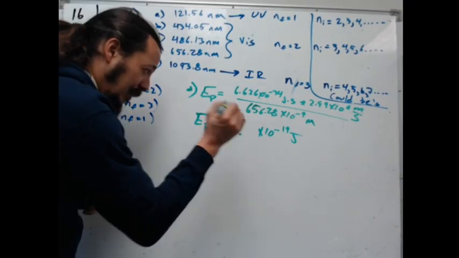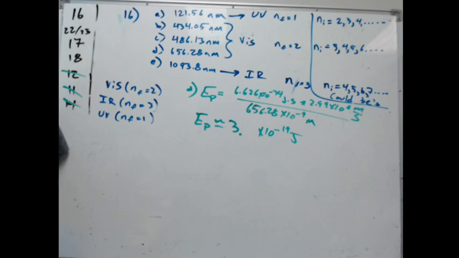But I want to know like 3 point what, or is it 2 point something, 2.9 or 3.1 ish? My calculator's just giving me 3 times 10 to the minus 19. Can I take a look at your calculator for a moment? Well, it's not in scientific mode, so it's probably around there. Let me put that into scientific mode real quick.